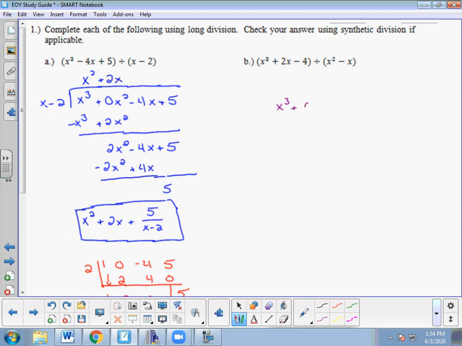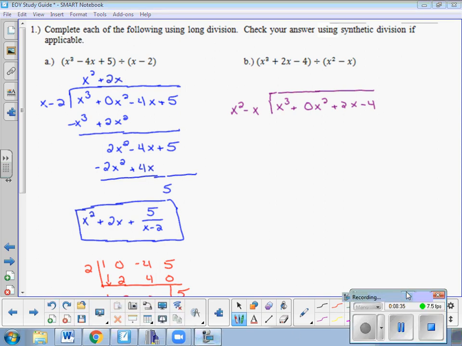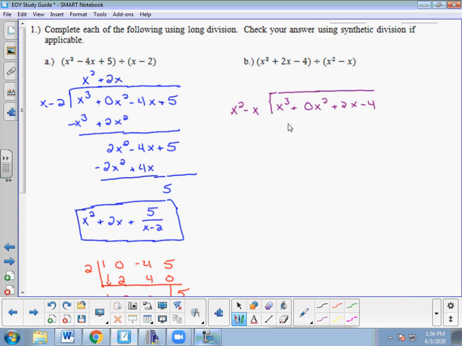So let's take x cubed. I'm going to put in 0x squared plus 2x minus 4 for the dividend, and put that underneath the division symbol. And my divisor is x squared minus x. Now I can compare the first term of the divisor to the first term of the dividend. So x cubed divided by x squared is x. So my first term in my quotient is x. So I take this x and multiply it to both terms of the divisor.